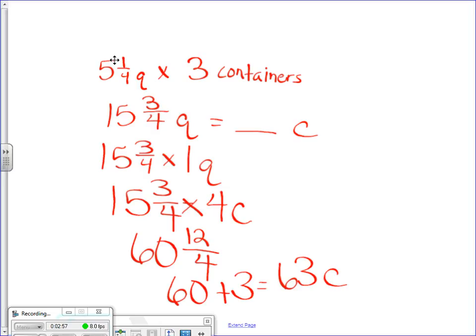So I'm not giving you very long to write this down. If you don't get it, I'm recording it and it's going to be posted because it is 63 containers. Oh, 63 cups.